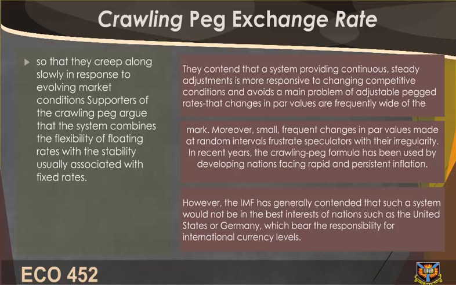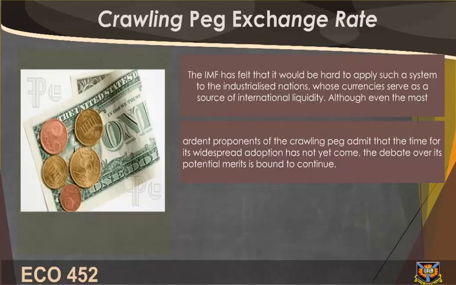In recent years, the crawling peg formula has been used by developing nations facing rapid and persistent inflation. However, the IMF has generally contended that such a system would not be in the best interest of nations such as the United States or Germany, which bear the responsibility for international currency levels. The IMF has felt that it would be hard to apply such a system to the industrialized nations, whose currencies serve as a source of international liquidity.